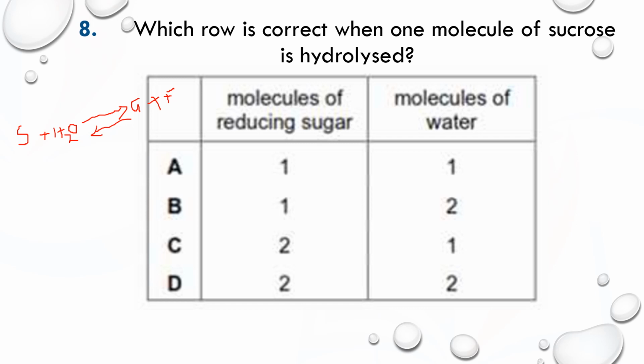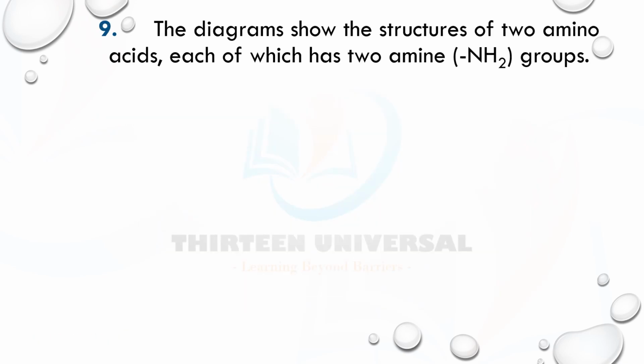So the question says, which row is correct when one molecule of sucrose is hydrolyzed? When you hydrolyze it, you're going to form molecules of reducing sugar. You're going to have 2, glucose and fructose. So A and B out, C and D, yep. Molecules of water used, just 1 molecule of water used. So 2 monosaccharide reducing sugars, produce one water molecule, that is what? C. Okay.